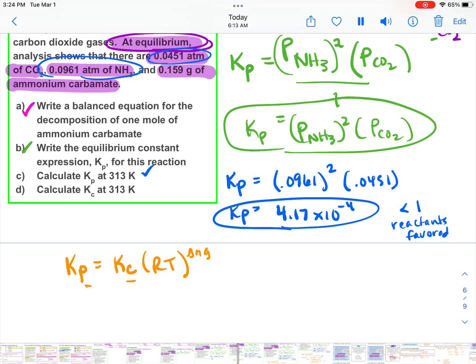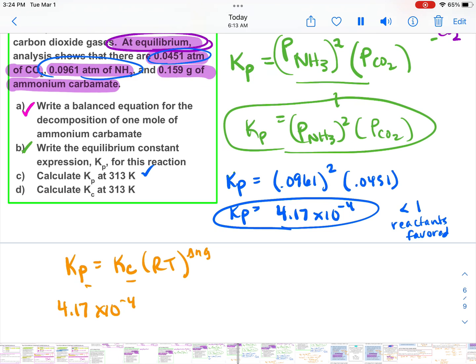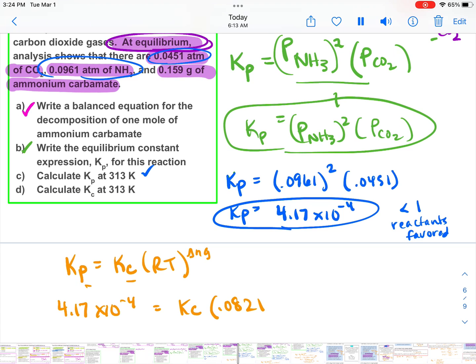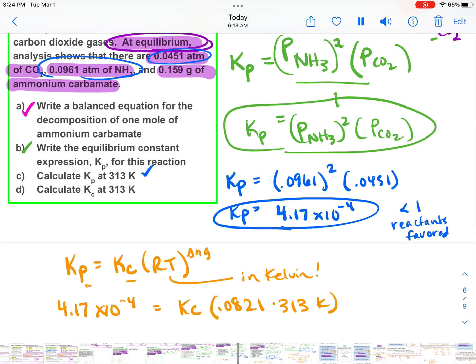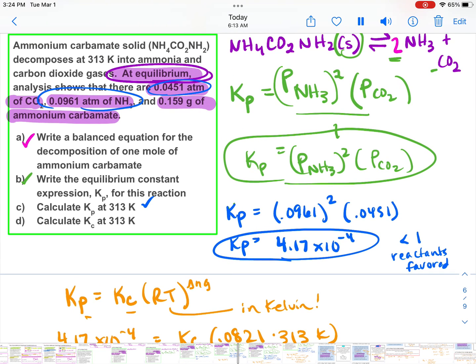This is how you're going to have to remember that formula. And the delta Ng. So the Kp we just found, 4.17 times 10 to the negative fourth, equals the Kc that we're solving for, times R, 0.0821, times the temperature, which has to be in kelvins. So be really careful. So this would be 313 Kelvin. They already gave me that temperature. And notice that everything that they're talking about here is at the same temperature. That would be because temperature is the only thing that would change the equilibrium constant for a reaction.